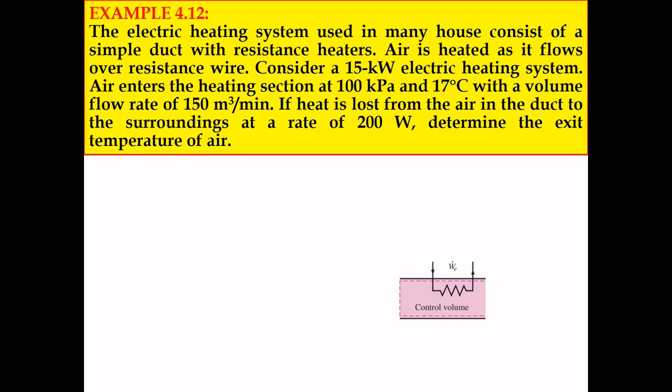So as usual, draw this simple schematic diagram to describe the process. Here we have the heating element, where we have the rate of electrical work, W_E dot, and we have air entering the pipe. The power provided to the electric heater is equal to 15 kilowatt, W_E dot equal to 15 kilowatt.